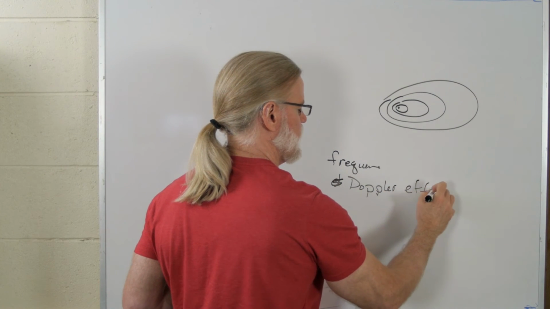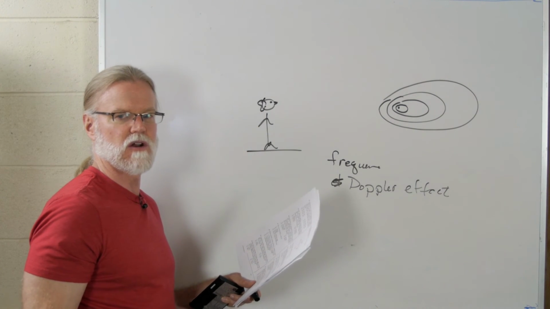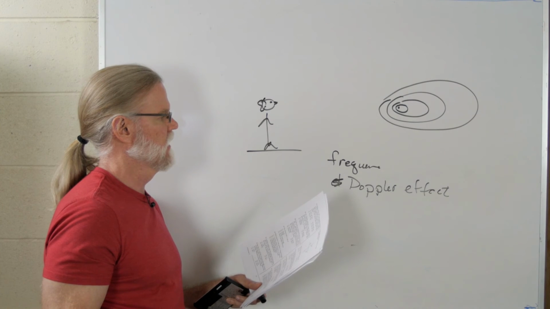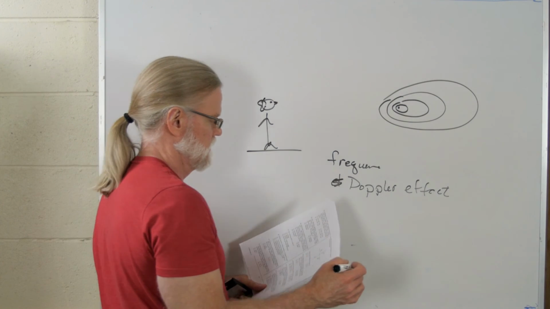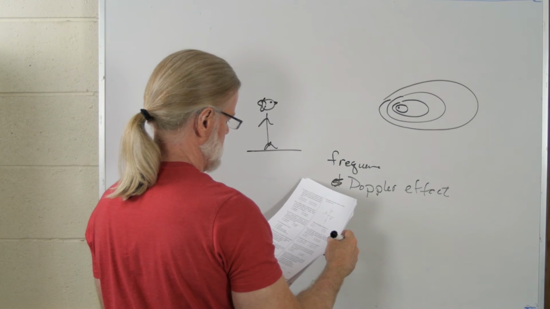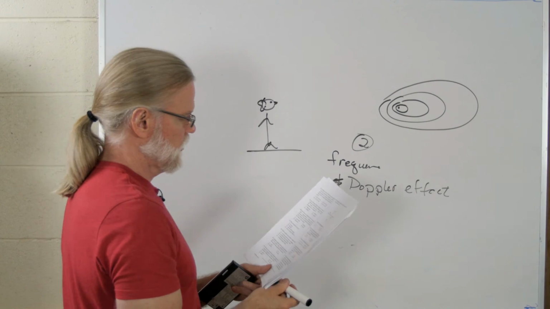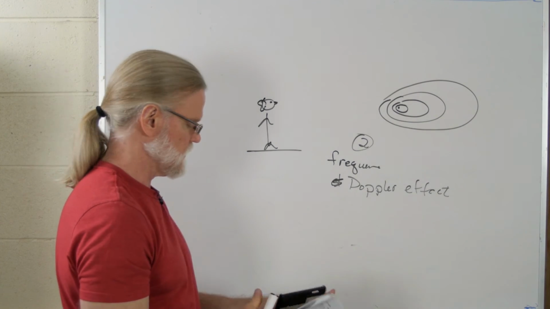It's the only time we see a change in frequency. Frequencies of waves generally stay constant except under conditions of the Doppler effect. So the frequency is higher, choice 2. The wavelength is actually shorter, less wavelength.